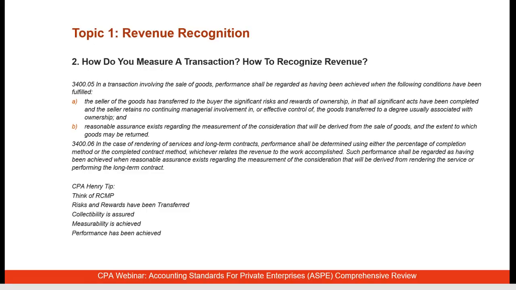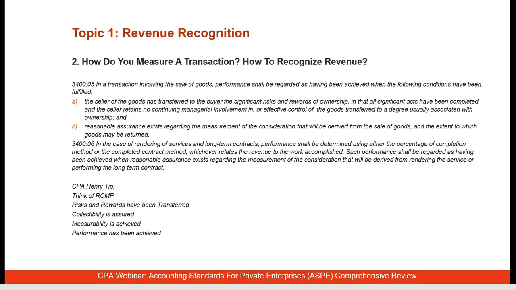So how do you measure a transaction? How to recognize revenue? I've just taken this straight from the handbook. In 3400 paragraph 05, in a transaction involving the sale of goods, performance shall be regarded as having been achieved when the following conditions have been fulfilled. The seller of the goods has transferred to the buyer the significant risks and rewards of ownership, in that all significant acts have been completed and the seller retains no continuing managerial involvement in or effective control of the goods transferred to a degree usually associated with ownership. And reasonable assurance exists regarding the measurement of the consideration that will be derived from the sale of goods and the extent to which goods may be returned.